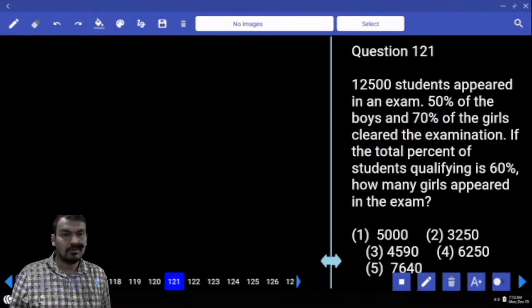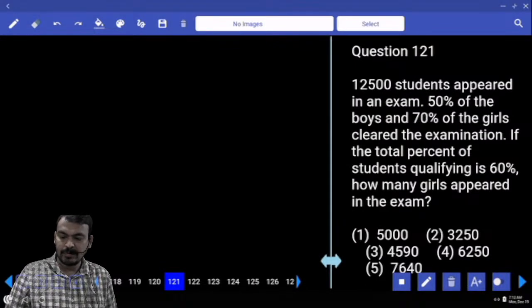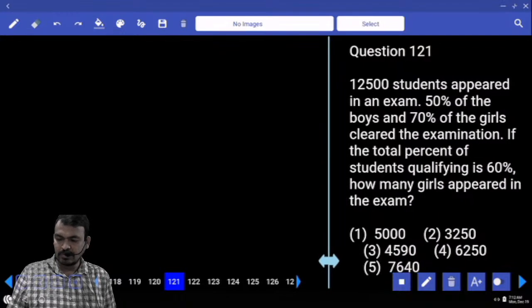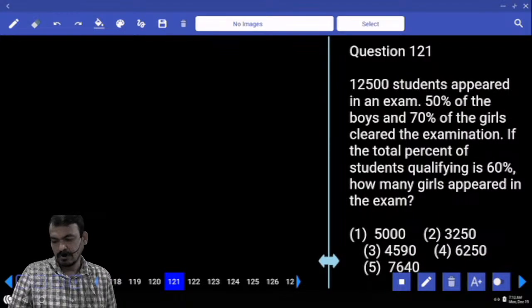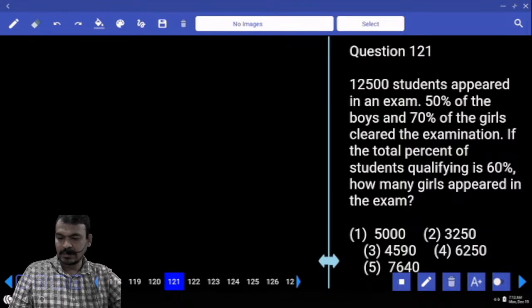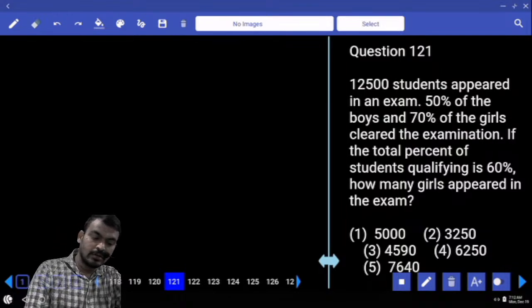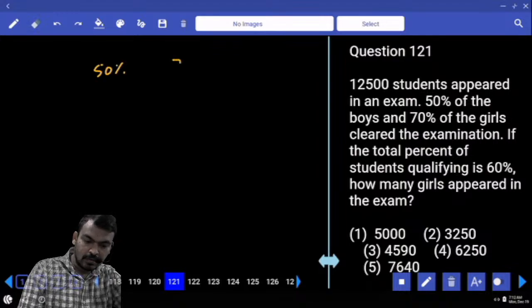12,500 students appeared in an exam. 50% of the boys and 70% of the girls cleared the examination. If the total percentage of students qualifying is 60%, how many girls appeared in the exam? First, only boys, how much percent? 50%. Only girls, 70%. But overall boys and girls, 60%.